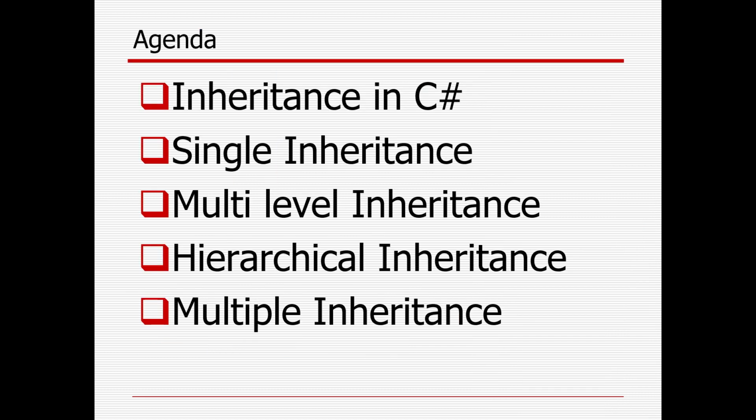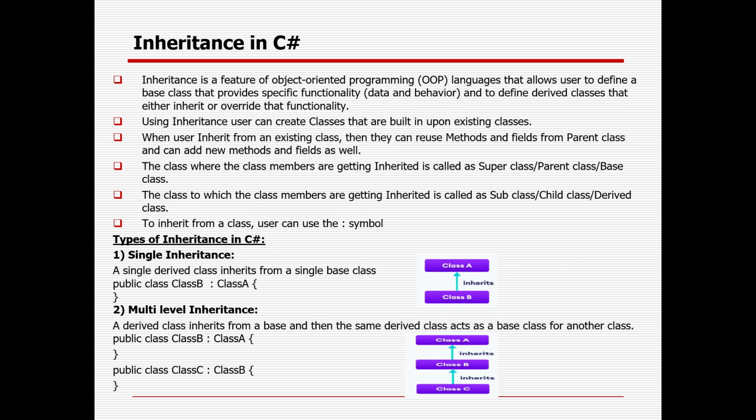In today's session you will learn the important concept of OOPS, or object-oriented programming structure, inheritance in C#. Within inheritance you will learn what is single inheritance, multi-level inheritance, hierarchical inheritance and multiple inheritance. Most programming languages like C++, Java, C#, Python follow the OOPS concept. OOPS is nothing but object-oriented programming structure.